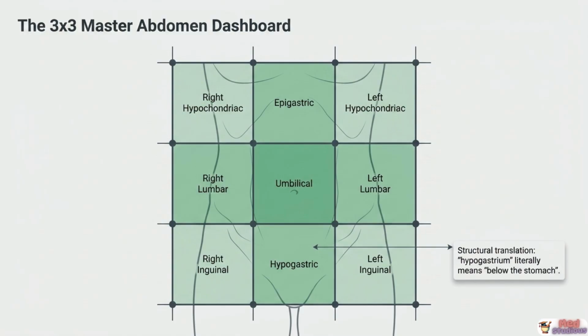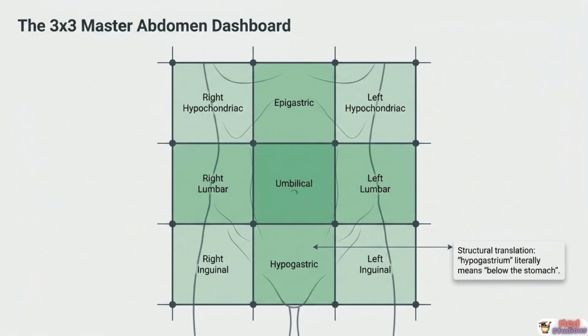The upper row contains 3 regions, from left to right: the right hypochondriac region on the right, the central epigastric region in the middle, and the left hypochondriac region on the left. The middle row contains the right lumbar region, the central umbilical region surrounding the belly button, and the left lumbar region. The lower row contains the right inguinal region, the central hypogastric region, and the left inguinal region.